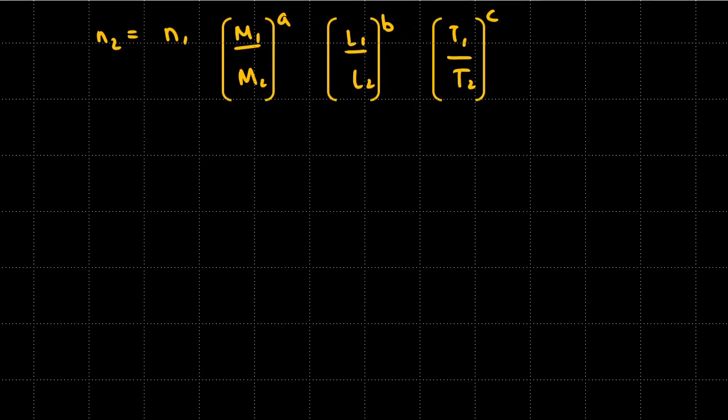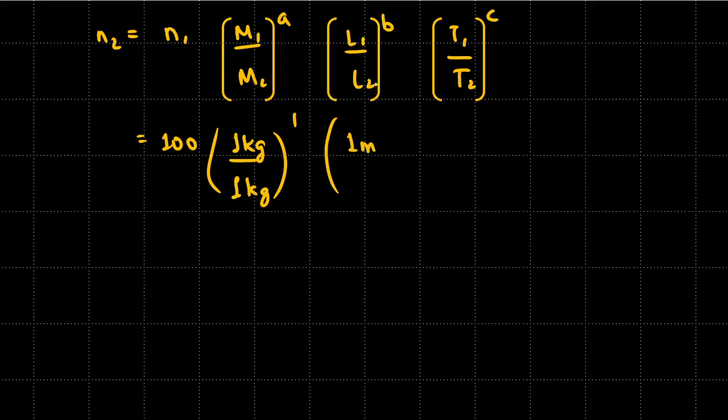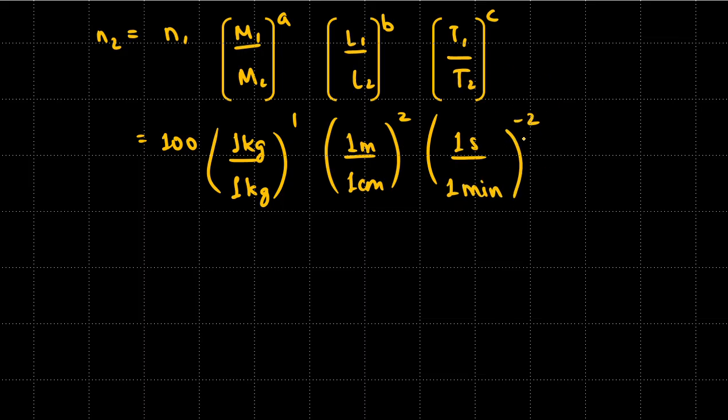So let's add the values that we know. Our n1 is going to be 100, pretty simple. M1 is a kg, M2 is also a kg, raised to a power of 1. L1 is a meter, L2 is a centimeter, raised to a power of 2. Time is measured in seconds, and in the new system it is measured in minutes, raised to a power of minus 2.